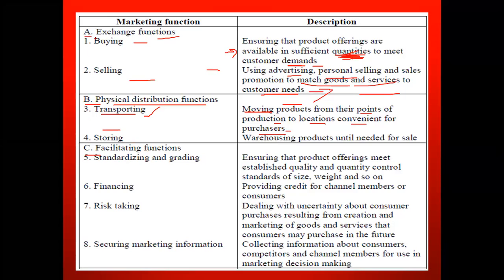So the first topic is exchange functions. The second topic is the physical distribution functions. The main things we are discussing here are transportation and storing. In transportation, the major concept is moving raw materials or moving finished products from one point to another point.